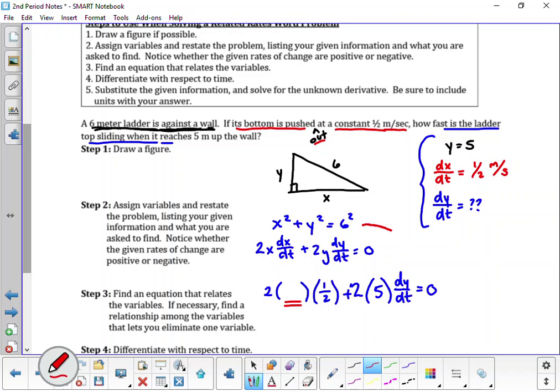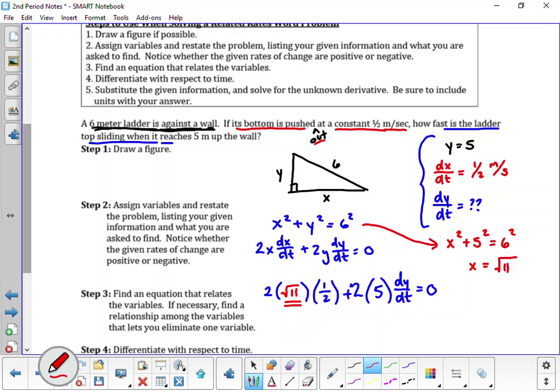Good. So over here we have to solve for x. So x squared plus 5 squared equals 6 squared. So 36 minus 25 is 11, so x equals root 11. All good with that? Okay, now we can put that in here.